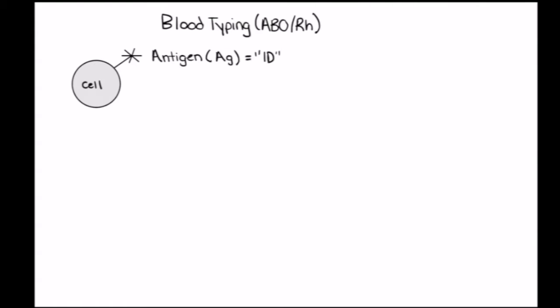Importantly, antigens are recognized by antibodies produced within the immune system. Antibody is going to be abbreviated here as AB. When an antibody recognizes an antigen on the surface of a cell, that cell is attacked and destroyed by the immune system.